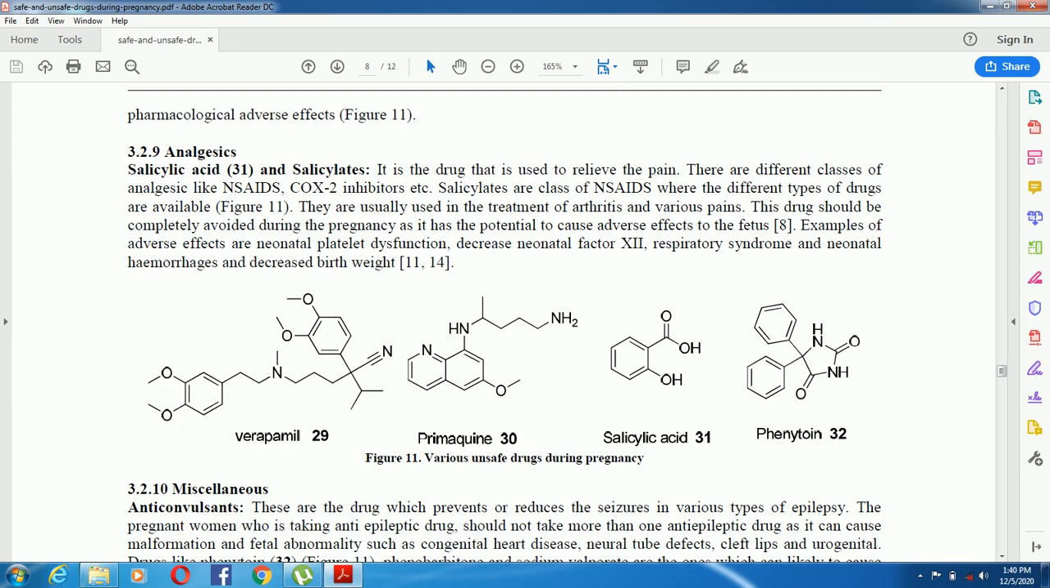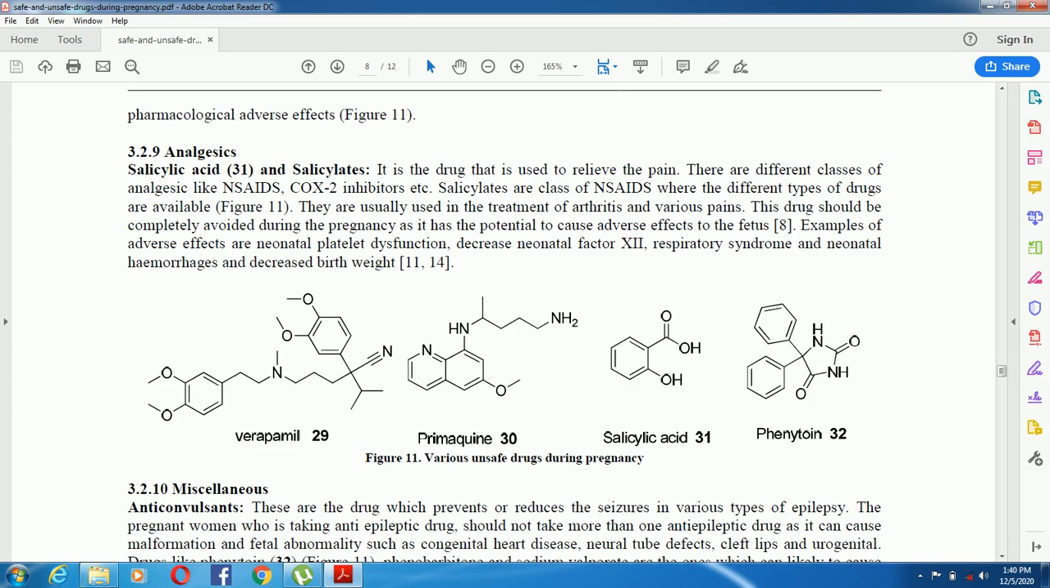Now come toward analgesics. An analgesic, salicylic acid or salicylates, is a drug used to relieve pain. There are different classes of analgesics like NSAIDs, COX-2 inhibitors, etc. Salicylates are a class of NSAIDs, non-steroidal anti-inflammatory drugs, where different types of drugs are available. In figure 11, they are usually used in the treatment of arthritis and various pains.